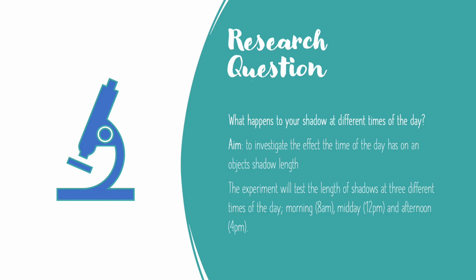The testable question is, what happens to your shadow at different times of the day? The aim is to investigate the effect the time of the day has on an object's shadow's length. The experiment will test the length of shadows at 3 different times of the day: morning at 8 a.m, midday at 12 p.m, and the afternoon at 4 p.m.